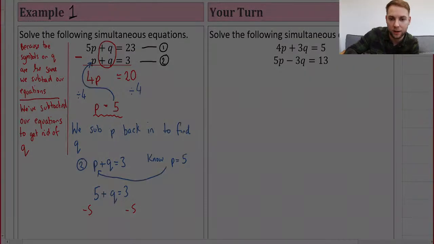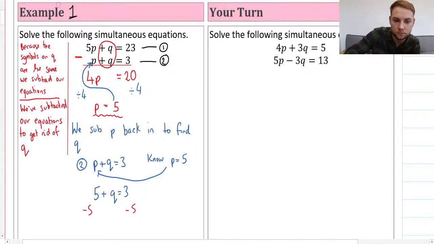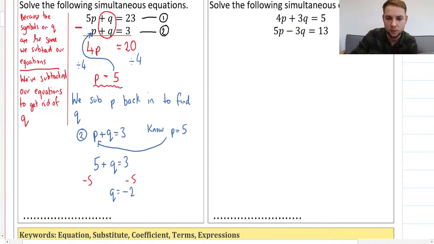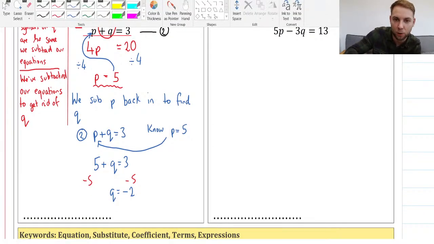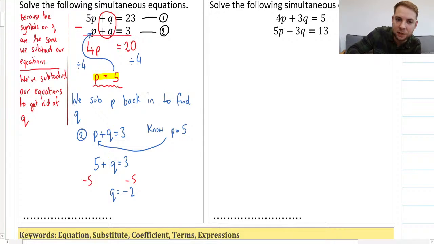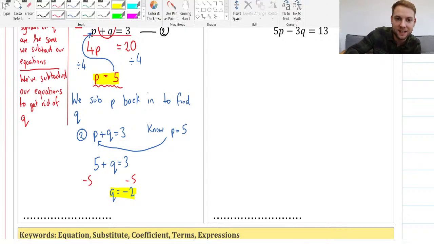So I end up with q is equal to 3 minus 5, which is equal to minus 2. So I've got two solutions here. I'm going to highlight both just so we know. We've got p is equal to 5. That's the first one I've found. And I've also got q is equal to minus 2. And that's it. That's this question done.